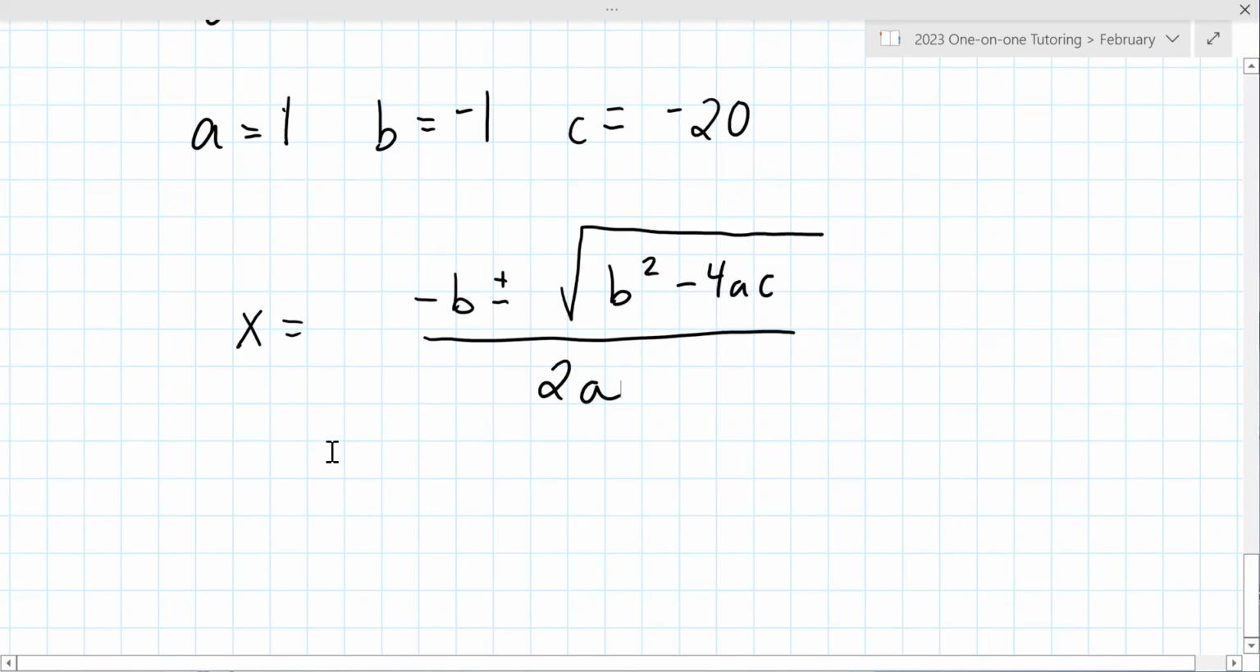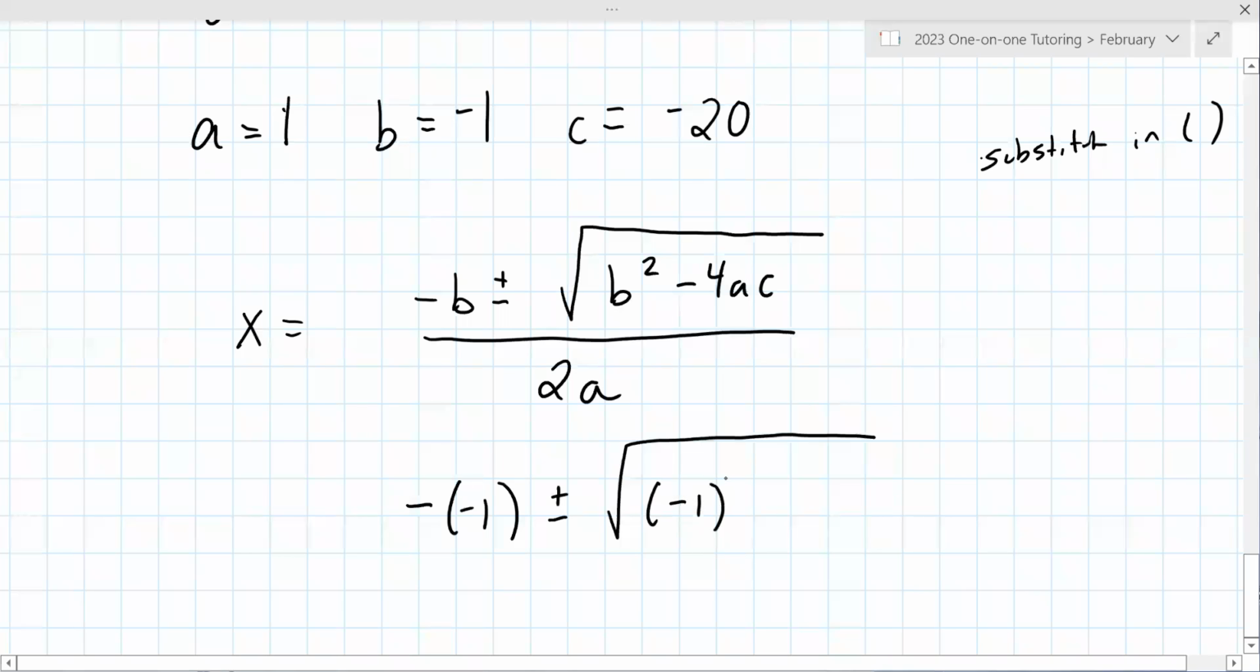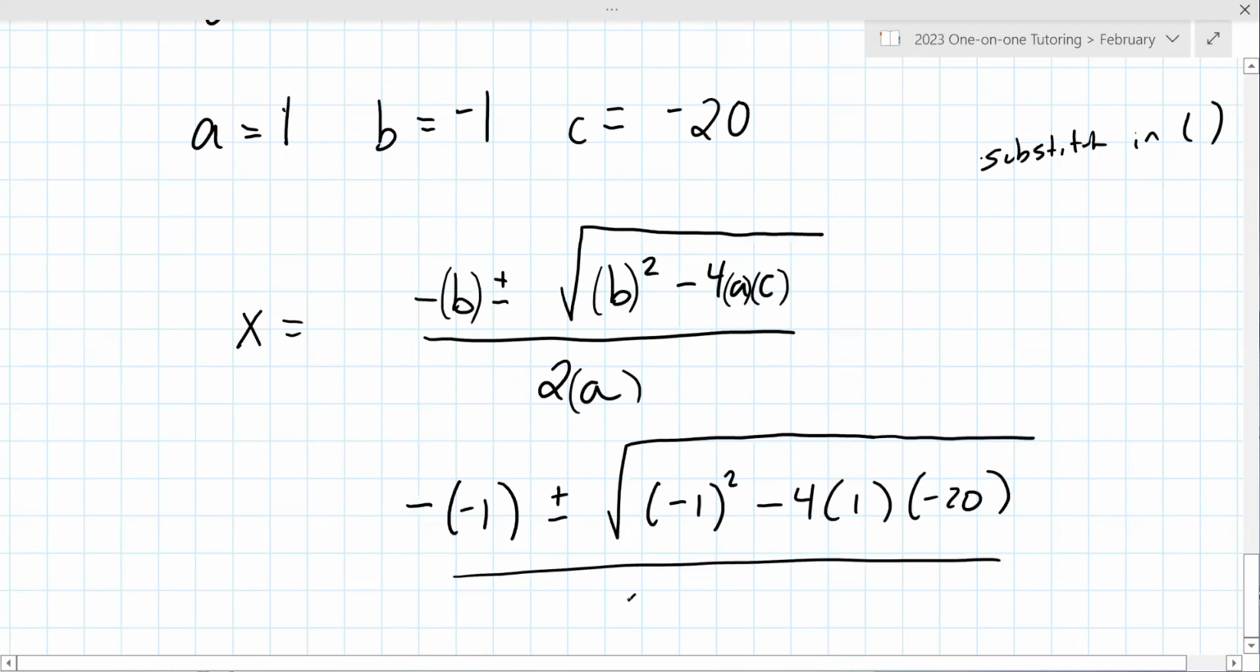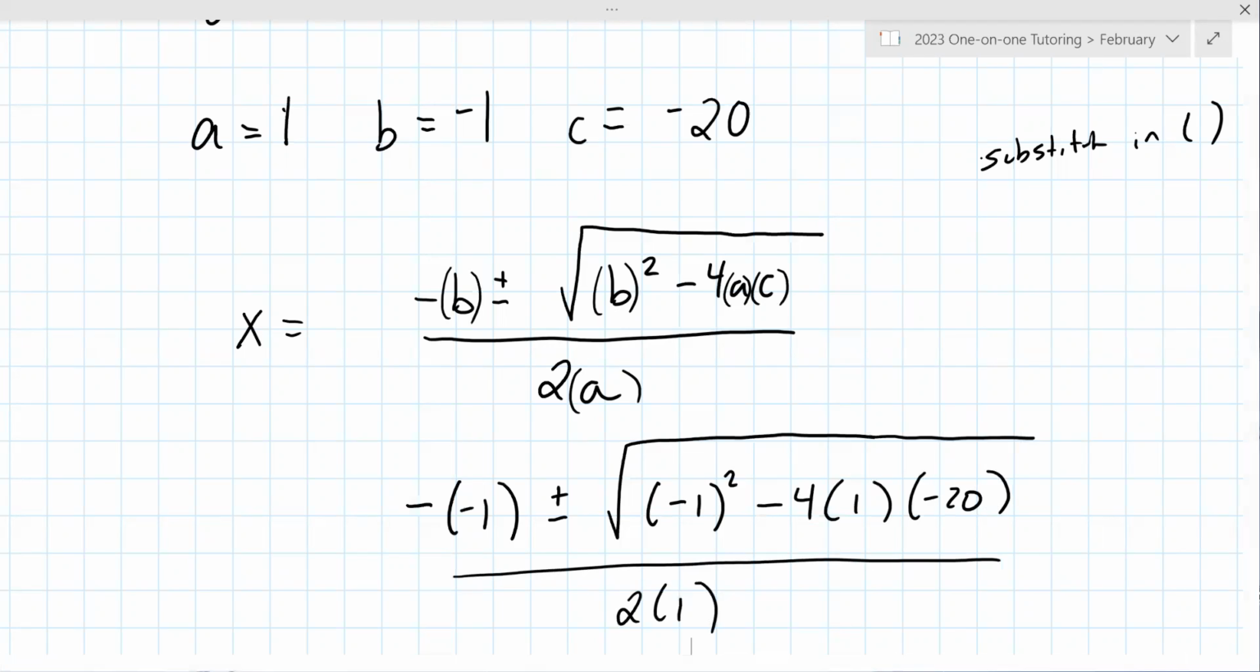Well, very important when you substitute is to do it in parentheses. What I mean by that is it's minus B, and B is minus 1. The idea is if you substitute in parentheses, you'll avoid making sign errors. Square root, again in parentheses, -1 squared. You can even treat it like all the letters are in parentheses. A is 1, C is -20, all over 2 times 1.